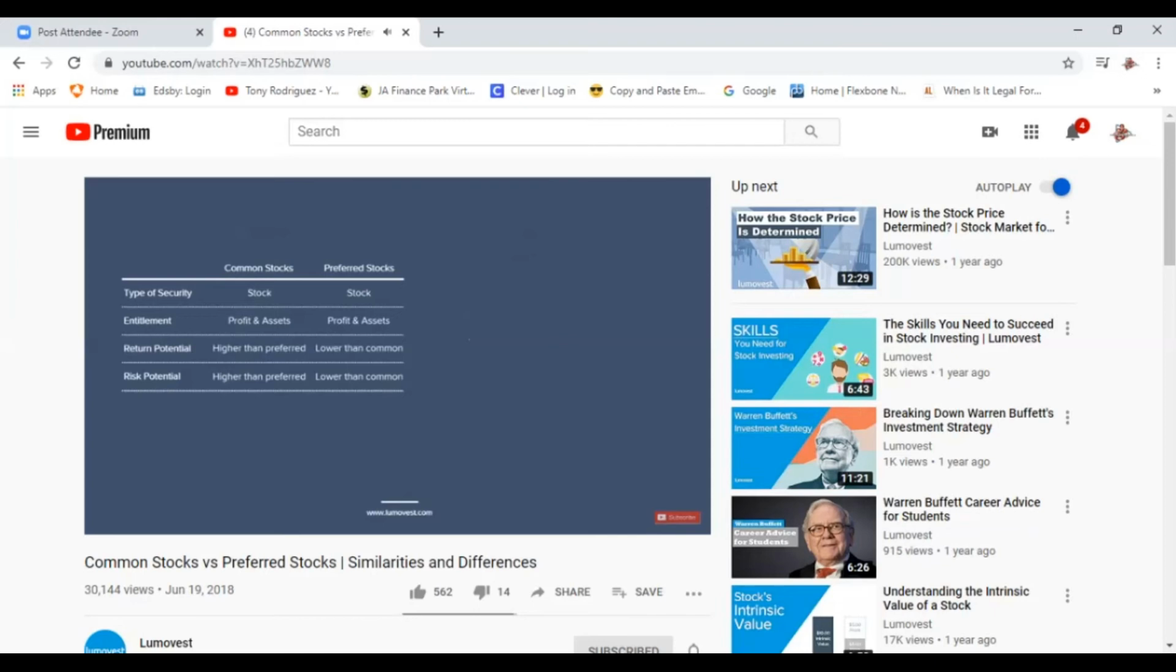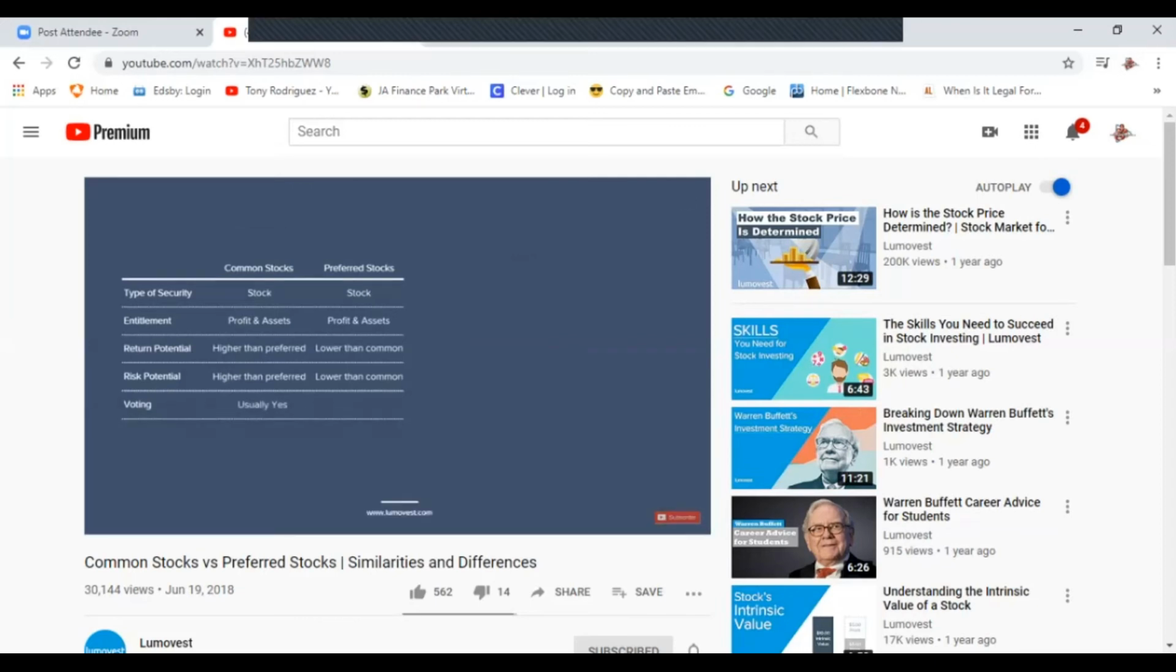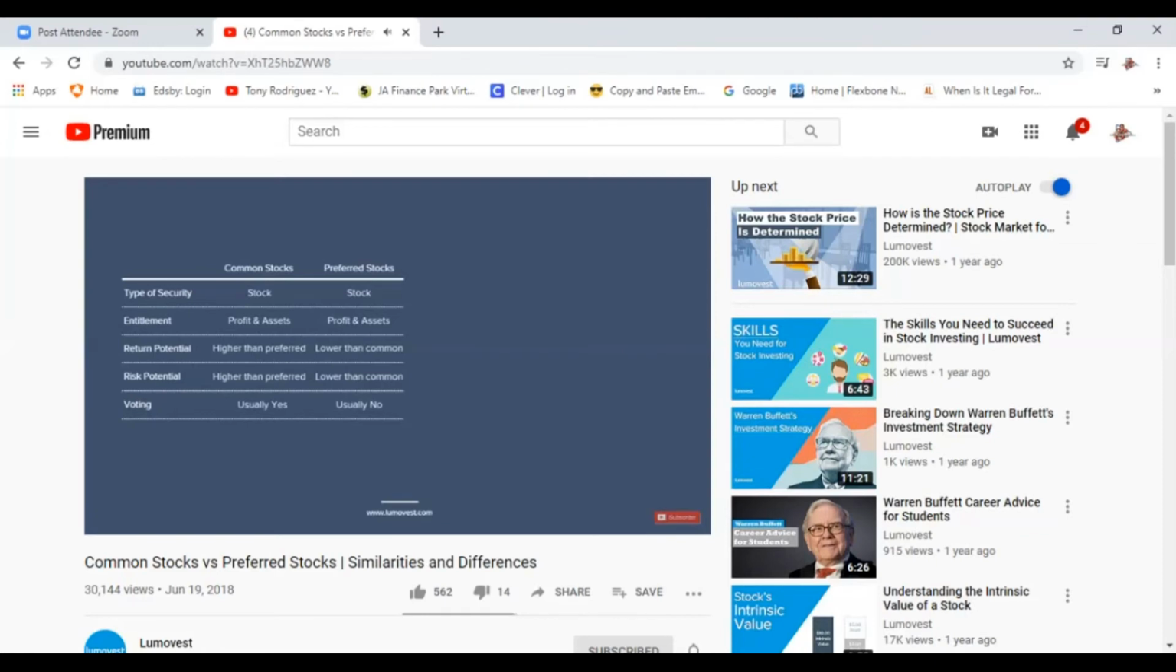Another major difference between common stocks and preferred stocks is on voting. Common stocks usually entitle their holders to vote on corporate matters. Preferred stocks, on the other hand, are typically structured without the ability to vote. So whereas common stockholders can voice their opinion in elections by casting votes, preferred stockholders can't. So these are the distinctions between common stocks and preferred stocks.